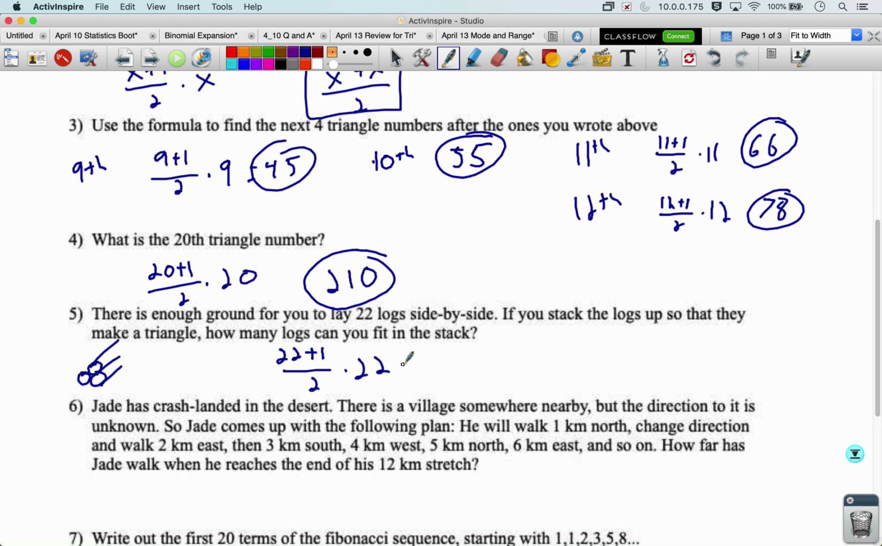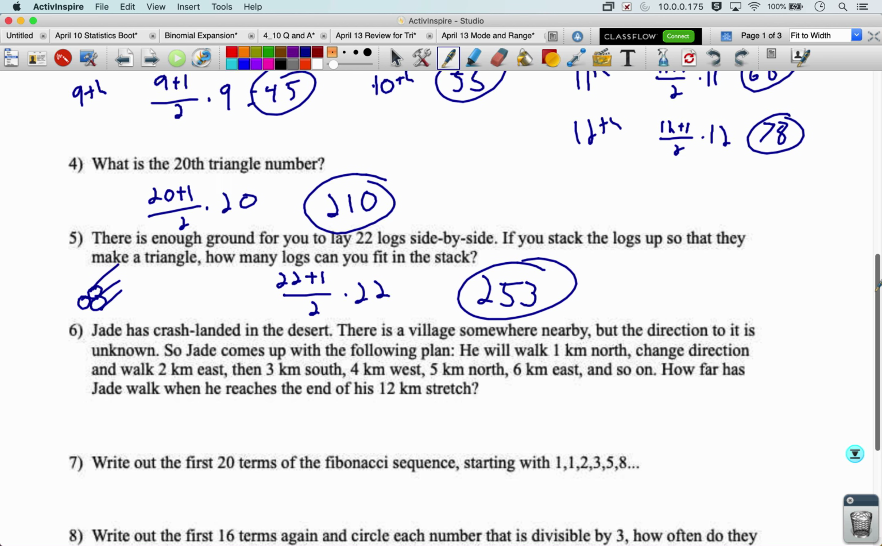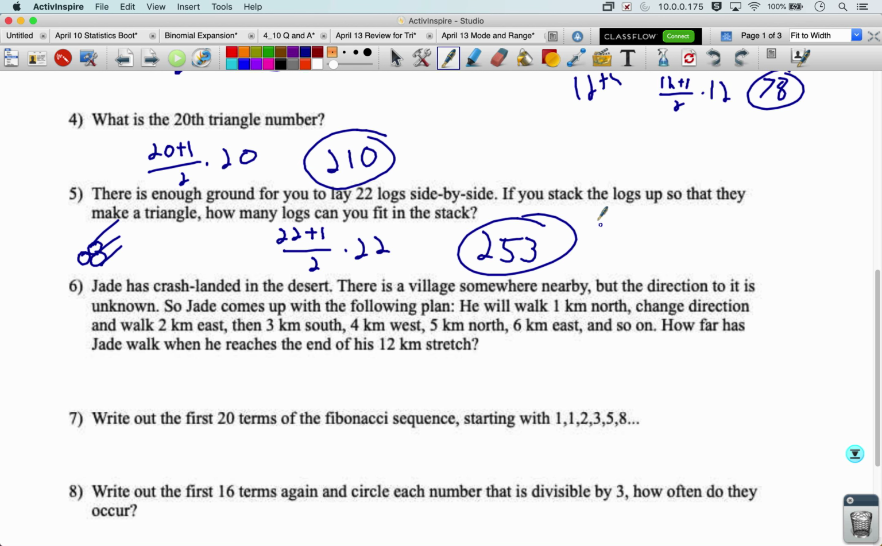Try that in my calculator. We get 253. We can stack 253 logs here. And that would be the same. That's exactly what we would get if we did 22 plus 21 plus 20 all the way to the last one. And that would mimic how many logs are in each row.